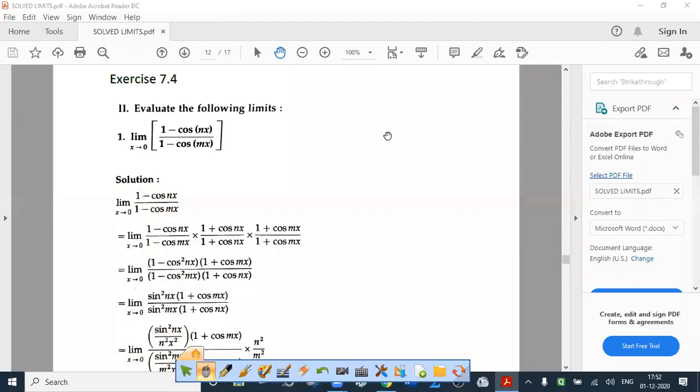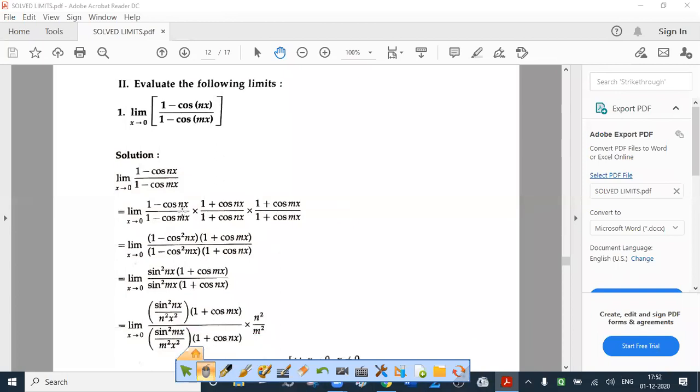Now first part, limit x tends to 0, (1 minus cos nx) upon (1 minus cos mx). If we have 1 minus cos, we multiply by 1 plus cos. So we multiply numerator and denominator by 1 plus cos nx and then by 1 plus cos mx. 1 minus cos nx into 1 plus cos nx is 1 minus cos square nx. In the denominator, 1 minus cos mx into 1 plus cos mx is 1 minus cos square mx. Now 1 minus cos square is sine square. This is giving 0 by 0 form.